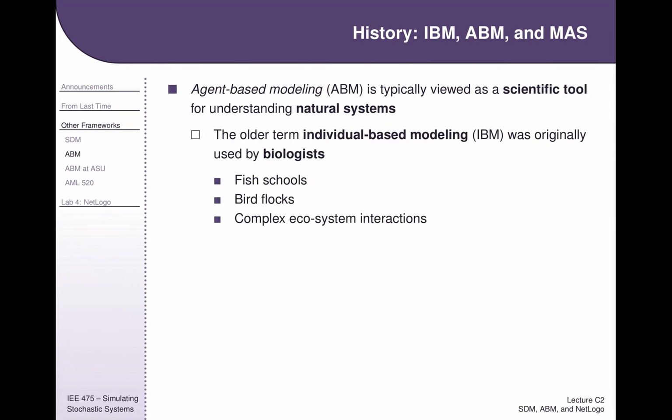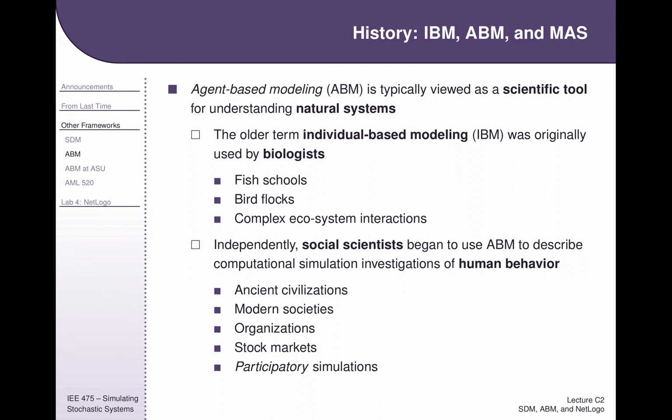They were originally used as a tool for understanding natural systems. Biologists were the first to get at this, and they called them individual-based modeling, or IBMs. They would model things like fish schools, bird flocks, and complex ecological system interactions. Then, independently, social scientists got involved, and they introduced the term agent-based modeling to describe computational social simulations of human behavior.